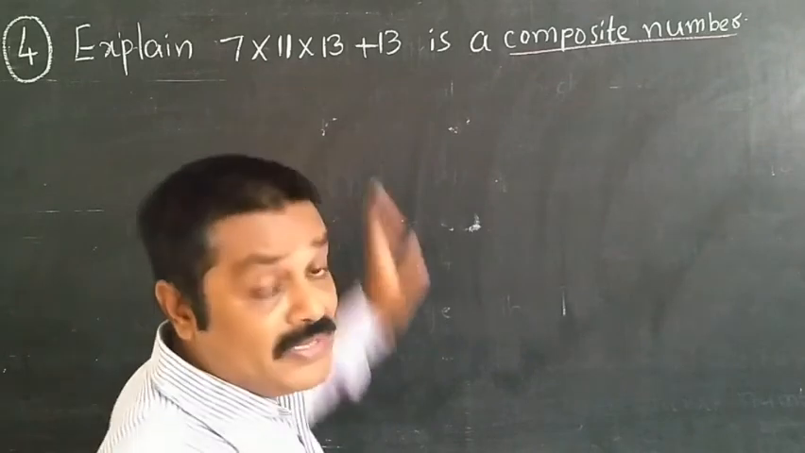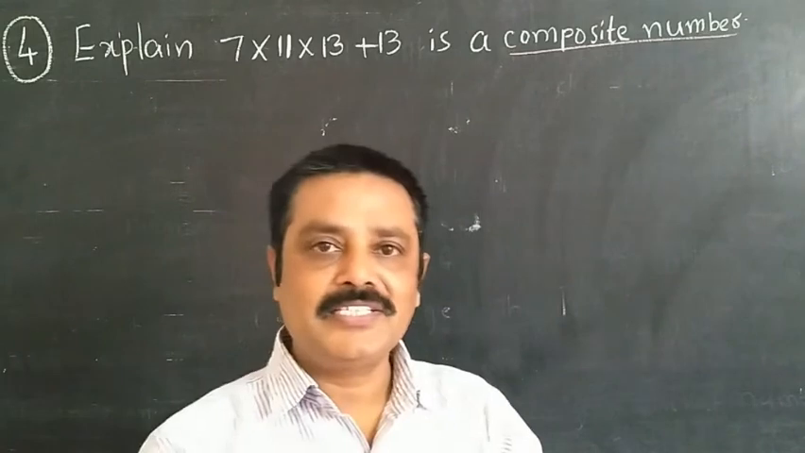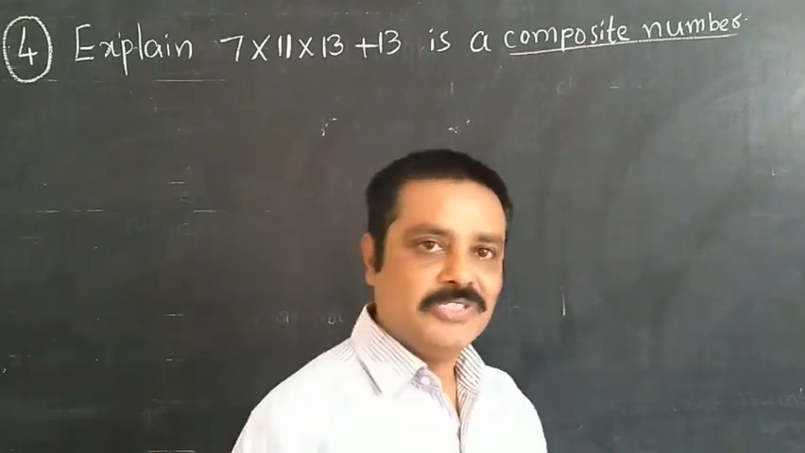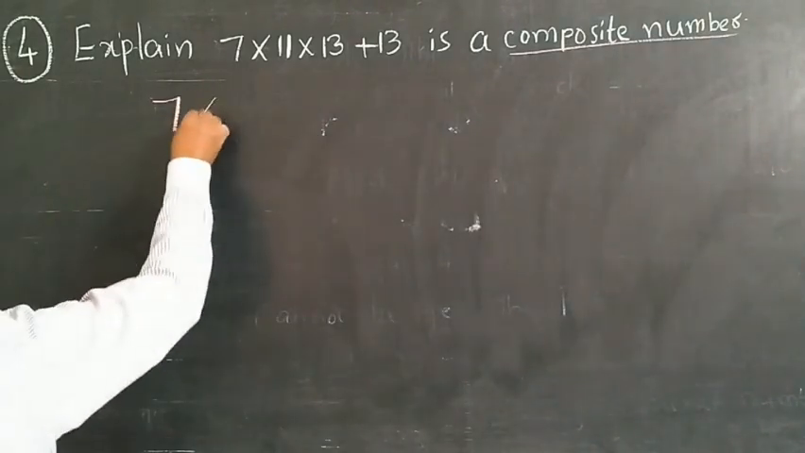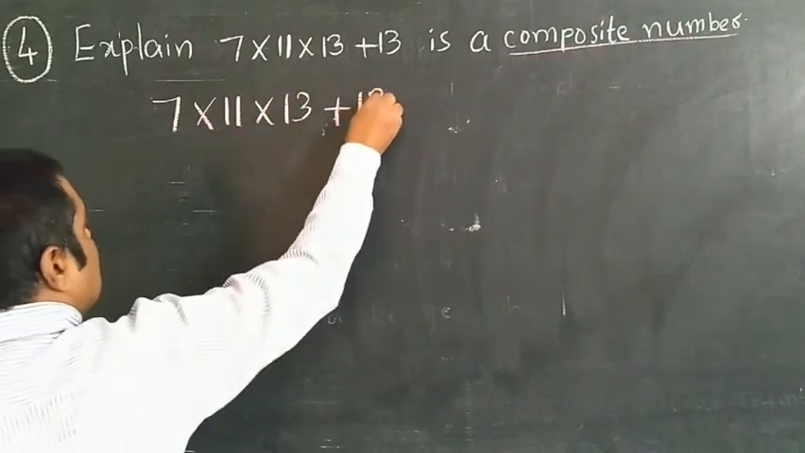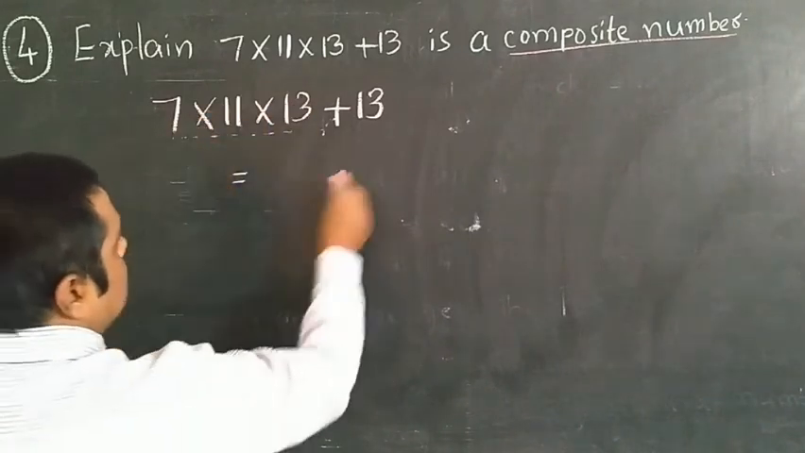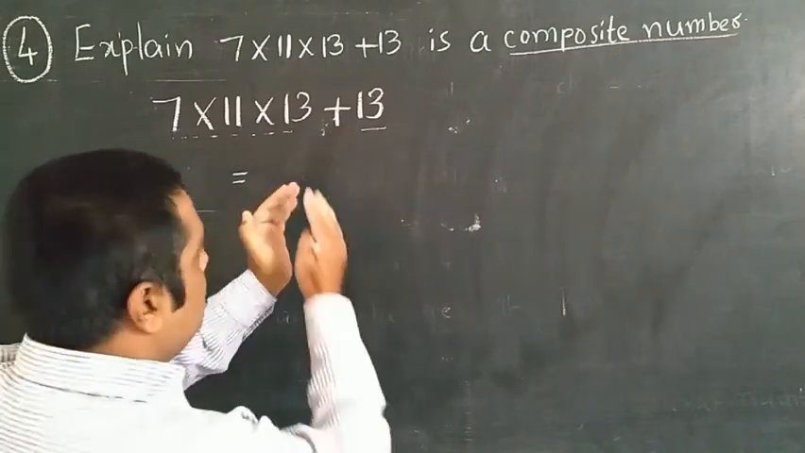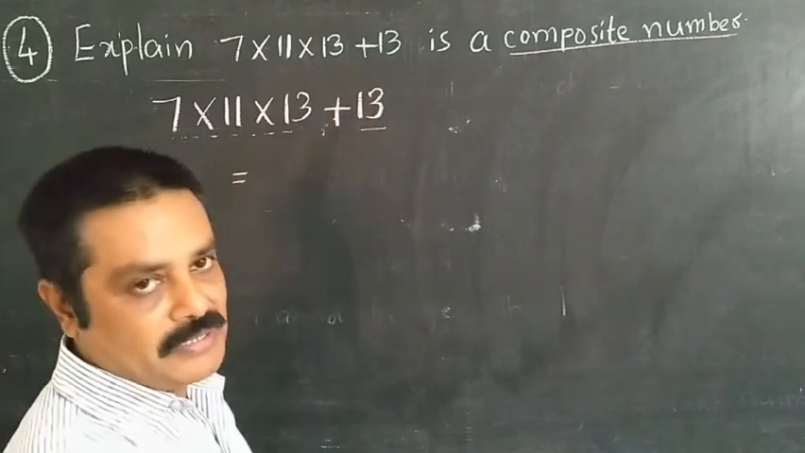Is this number having more than two factors? Once we check, if more than two factors, we have to accept this is a composite number. Otherwise, it is not a composite number. Clearly, come to here. For example, I am taking 7 into 11 into 13 plus 13. Up to here, this is a single term. This is the second term. Where any plus or minus means before plus one term, after plus one term. Now, totally two terms are there.